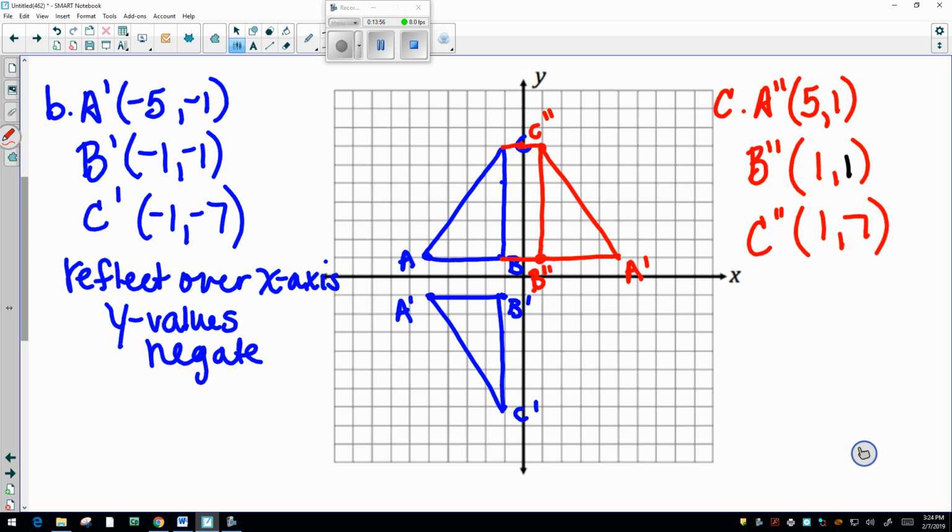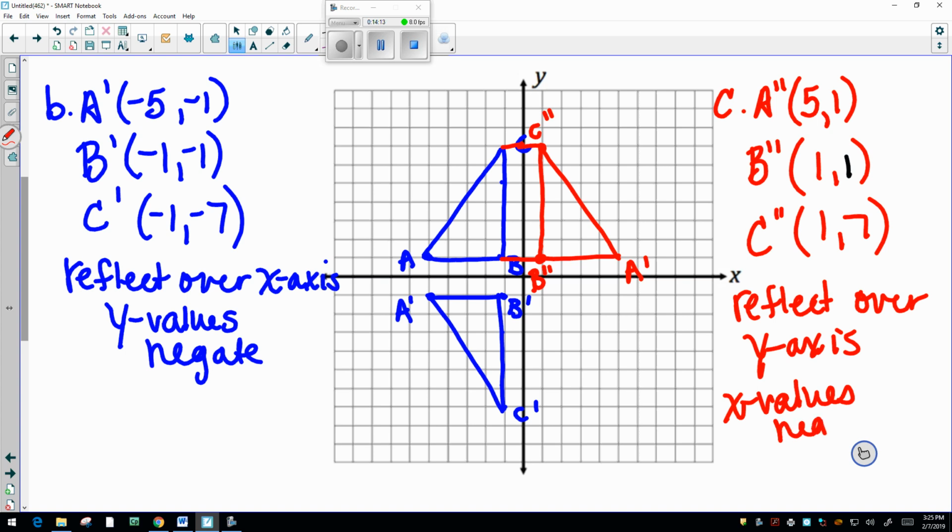So again, if I compared these to our original coordinates, I can see that if we are reflecting over the y-axis, it looks like at this time our x values negate. They become opposite. They switch their signs.